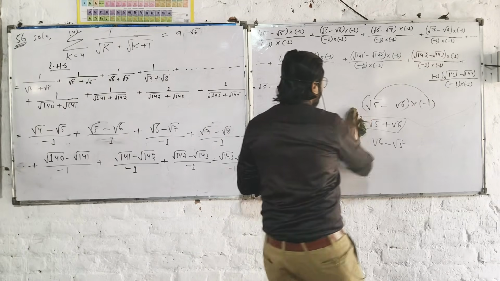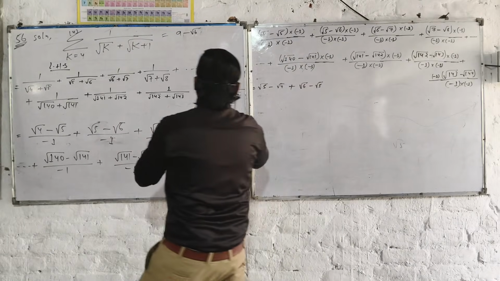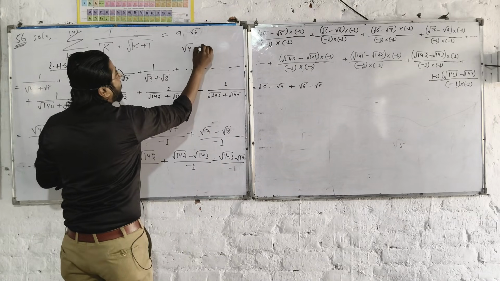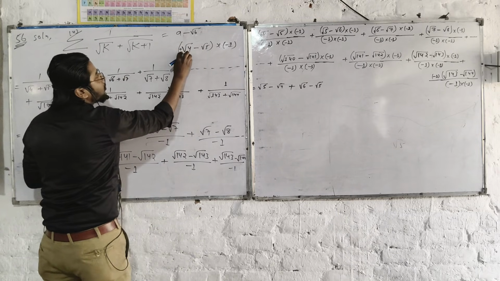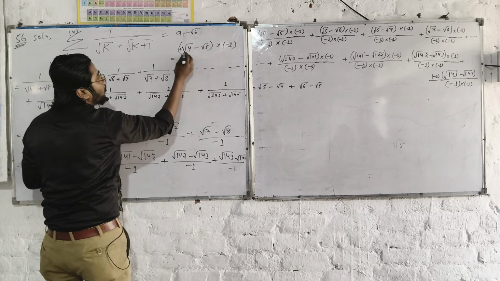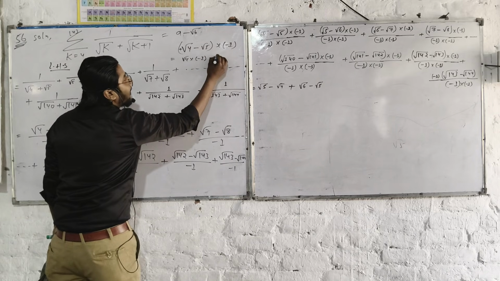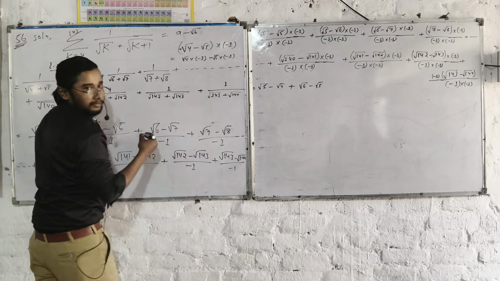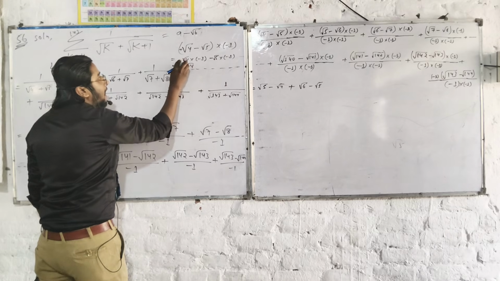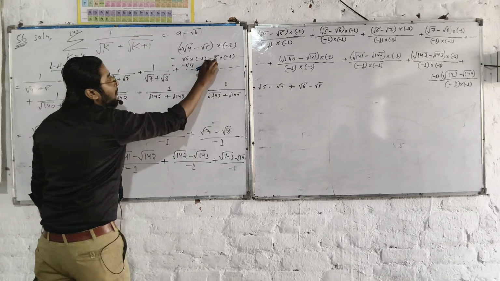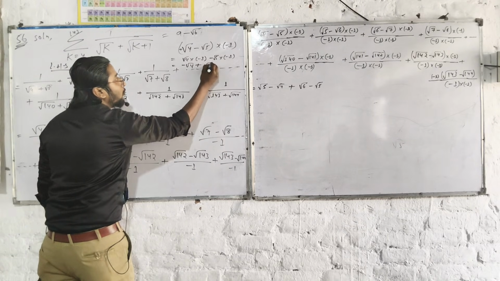Understood that? No understanding? Confusion? Actually, what happens here? Listen. Your root 4 minus root 5 multiply with the minus 1. Actually, what will happen in this time? Plus root 4 multiply with the minus 1, and now the minus root 5 multiply with the minus 1. So what will happen, guys? Root 4, plus multiply minus, you will get minus here. Minus into minus, what will you get, guys? Plus. Root 5 into 1 equal to root 5.